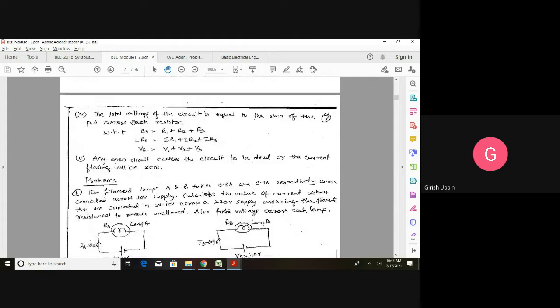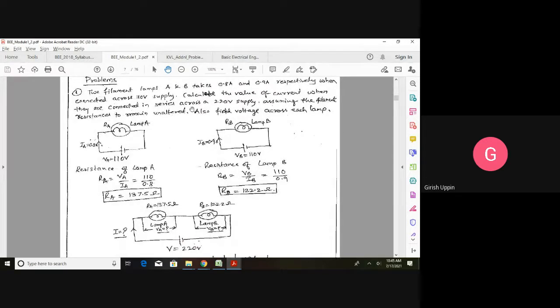The next characteristic: the voltage of the circuit is equal to the sum of the voltages across each resistor. If I multiply this by I, we get I into Rs, I into R1, I into R2 plus I into R3. And we already know I into R is voltage. V is equal to IR, that is Ohm's law. So I into Rs is the total applied voltage, equal to I into R1, the voltage across resistor 1, resistor 2 and resistor 3. Any open circuit causes the circuit to be dead, or the current flowing will be zero. Means if the circuit opens anywhere, there is no path for the current to flow, the circuit will become dead or the current will become zero.